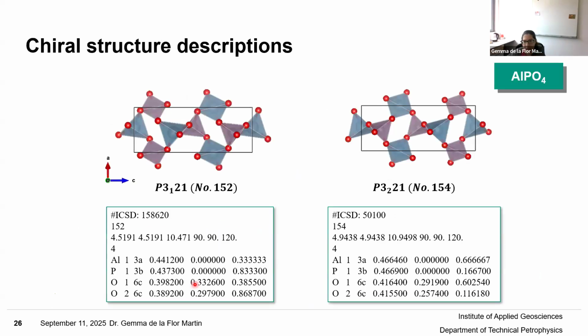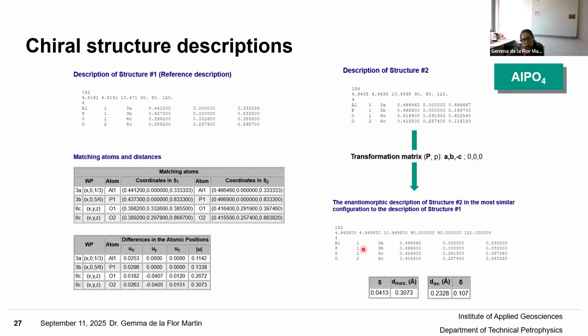Now let's have a look at a last example, because as I said before, COMPSTRU can be used for a comparison of chiral structures whose symmetry space groups form an enantiomorphic pair. So in this example, a pair of chiral structures of aluminum phosphate in space groups number 152 and 154 are compared. If you introduce these two structures in the program and you follow the different steps, you should arrive at an output page like this one.